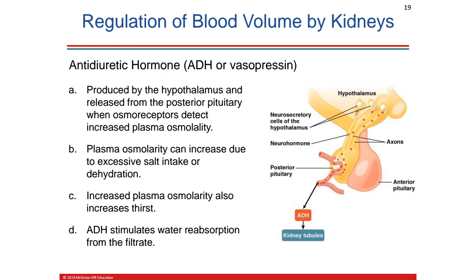So to recap, ADH will stimulate water reabsorption from the filtrate. That helps with increasing blood volume. Of course, thirst, which is also stimulated by these osmoreceptors in the hypothalamus, also helps with increasing blood volume. So those two things together are often sufficient to bring a person back from a state of dehydration.